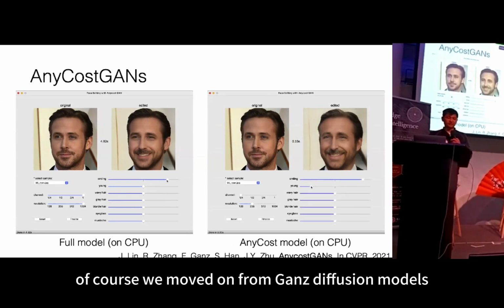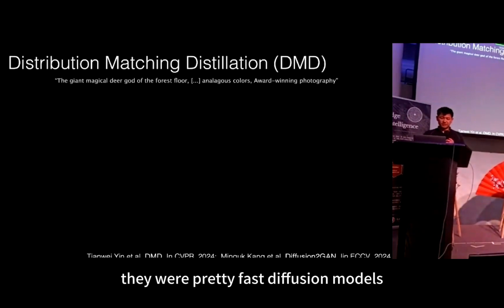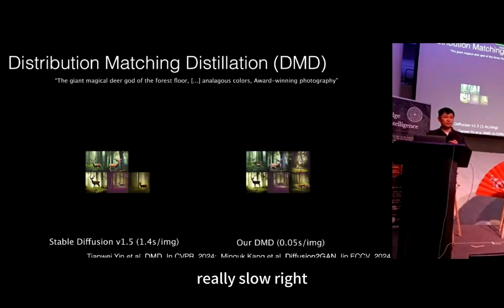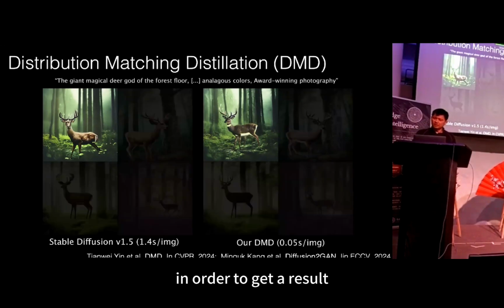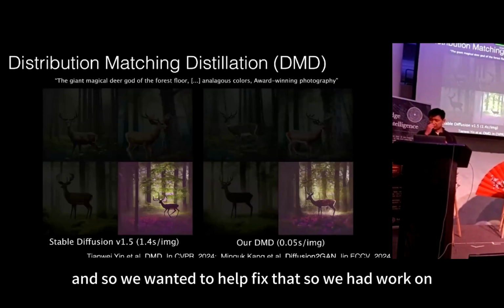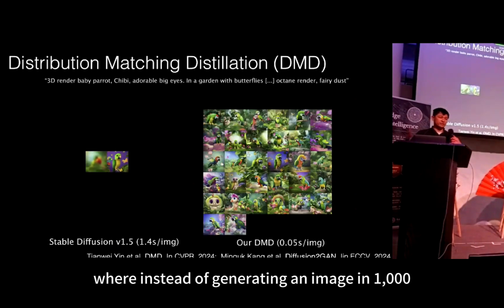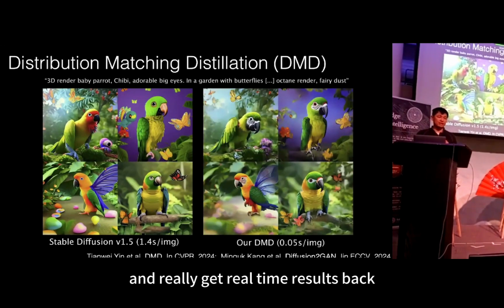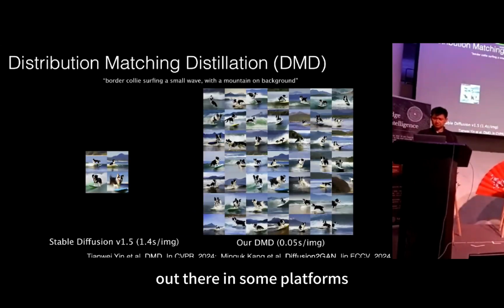Of course, we moved on from GANs to diffusion models. GANs were pretty fast. Diffusion models, because they were running 1,000 steps of denoising, were really slow, right? So you'd click and you would have to wait seconds in order to get a result. And so we wanted to help fix that. So we had work called DMD, distribution matching distillation, where instead of generating an image in 1,000 denoising steps, you could do it in 1 step or 4 steps and really get real-time results back. And this is serving as a backbone out there in some platforms.